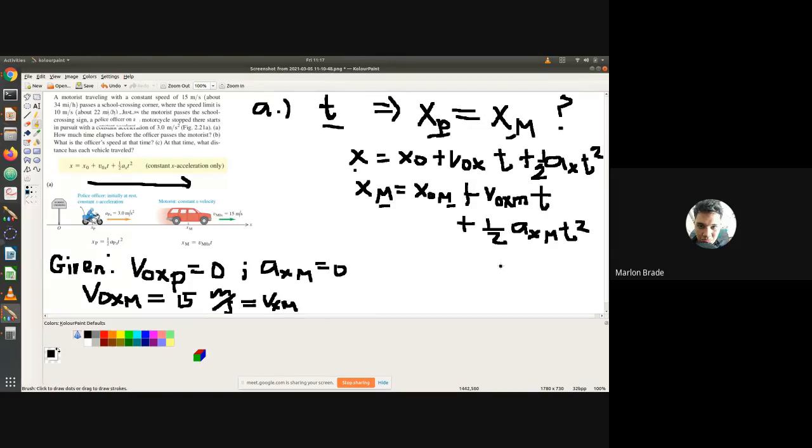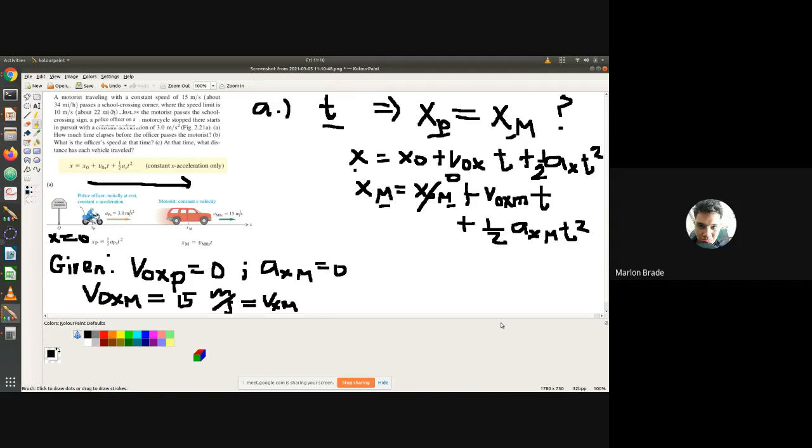What is the initial position of the motorist? The initial position is the skull crossing corner. Let's assume that the skull crossing corner is the point where x is equal to 0. So we have the freedom to say that x naught m is equal to 0. Therefore, only two terms are left. We have the position of the motorist x sub m equal to v naught xm t plus 1/2 a xm t squared.